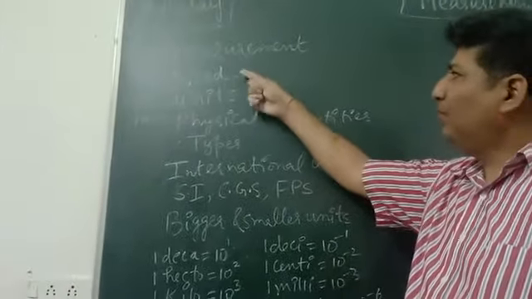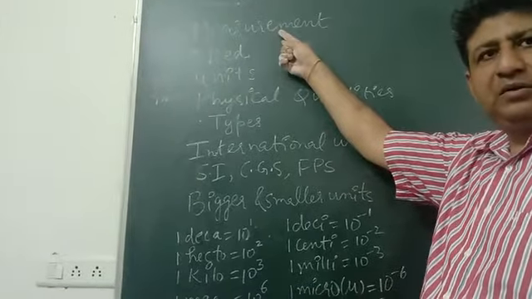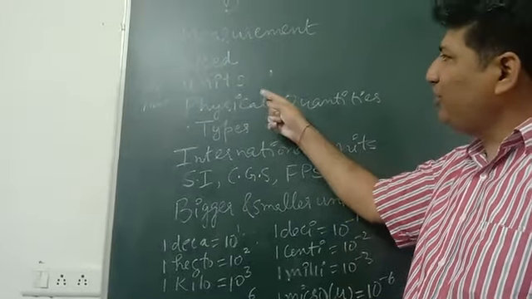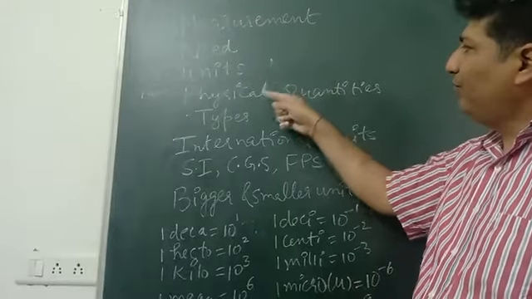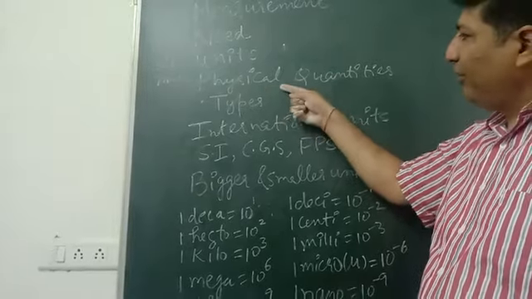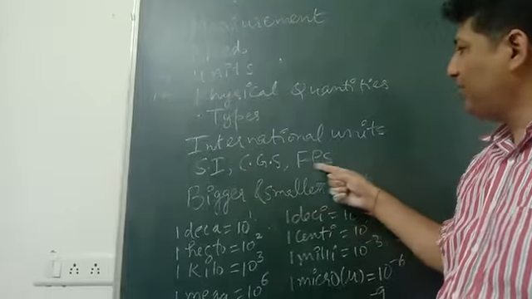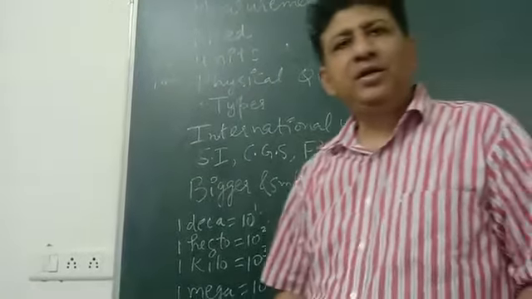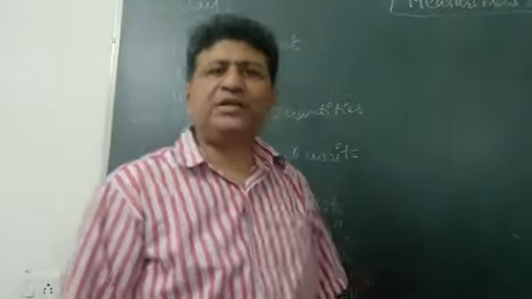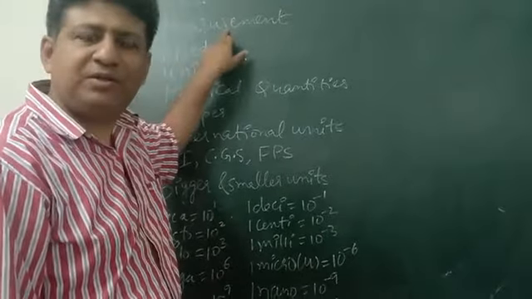How do we define it? What is the need for measurement? And the physical quantity, and the quantities which are used to measure physical quantities, the units, their types, international units, SI, CGS, FPS, and then we will study various types of units, bigger units, smaller units. So let's begin with understanding what is measurement.